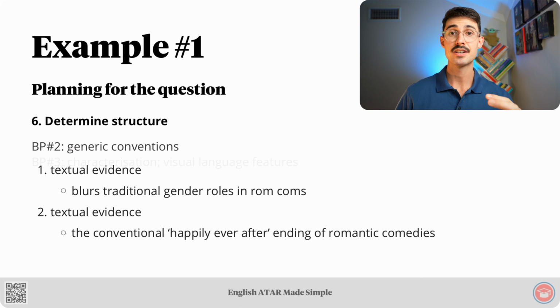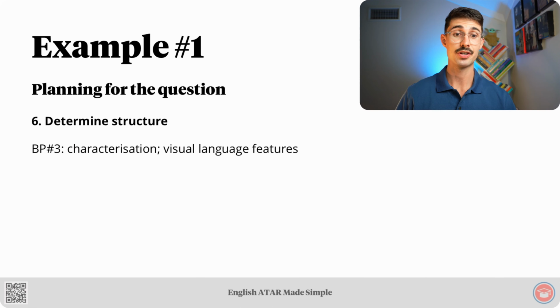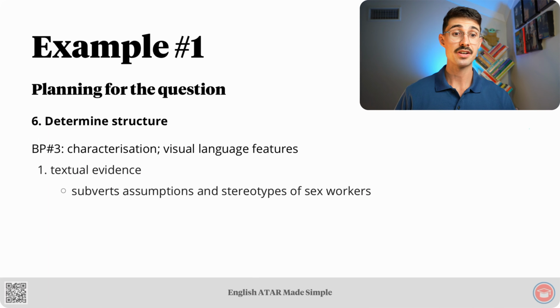The third and final body paragraph will be focusing on characterization and visual language features. One piece of textual evidence relates to the subversion of assumptions and stereotypes relating to sex workers. There's one scene in the movie where the man, Edward, catches the woman, Vivian, in the bathroom. Edward thinks that Vivian is getting drugs out of her purse, where in fact she's actually just getting some floss.